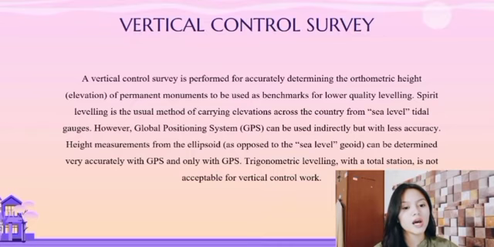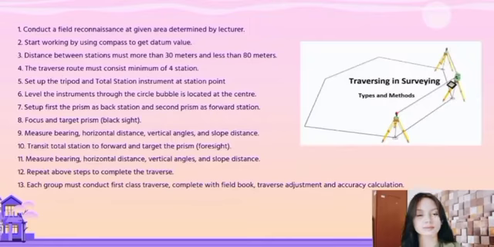Trigonometric leveling with a total station is not acceptable for vertical control work. Traversing in surveying method. Number 1, conduct a field reconnaissance at the given area determined by the lecturer. Number 2, start working by using a compass to get the datum value. Number 3, distance between stations must be more than 30 meters and less than 80 meters.